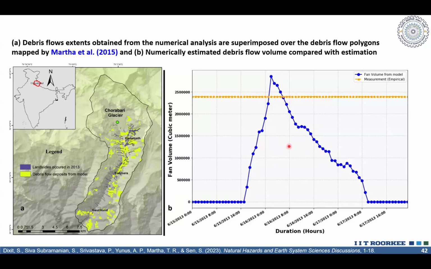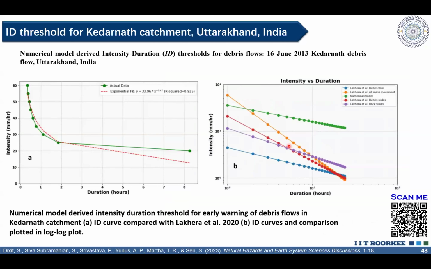And once this is done, as we calibrate any hydrological model for the discharge, we believe this is the best set of parameters we can get from the calibration. Then we did some parametric studies considering different intensity and duration, in order to see, after a certain amount of intensity, at what duration of rainfall the model is generating debris flows. And that gives us numerically model-derived intensity duration thresholds.